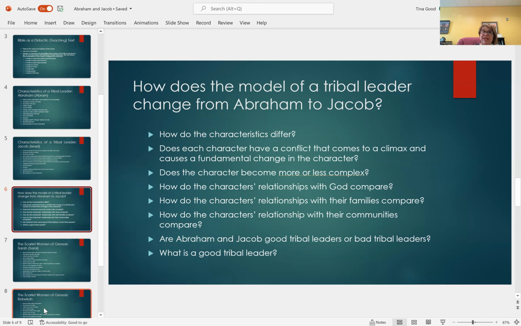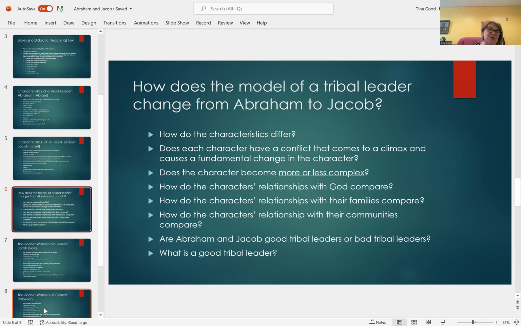Now, I want to get specific. Those are just general things that we would ask, but these particular guys, how do the characters' relationships with God compare? How about with their families? How about with their communities? Would you say that either are good tribal leaders or bad tribal leaders? And in so saying that, what would be the characteristics of a good tribal leader?